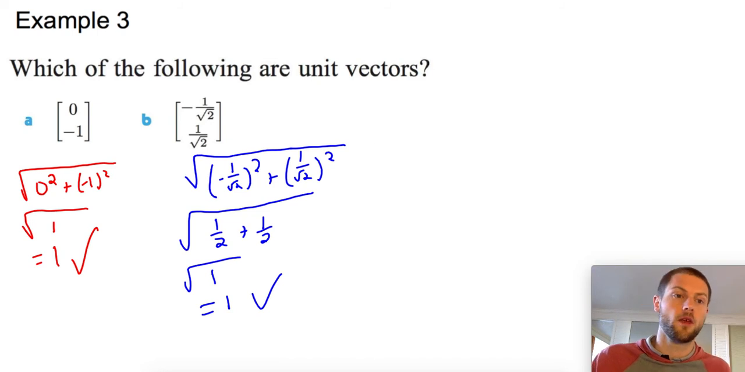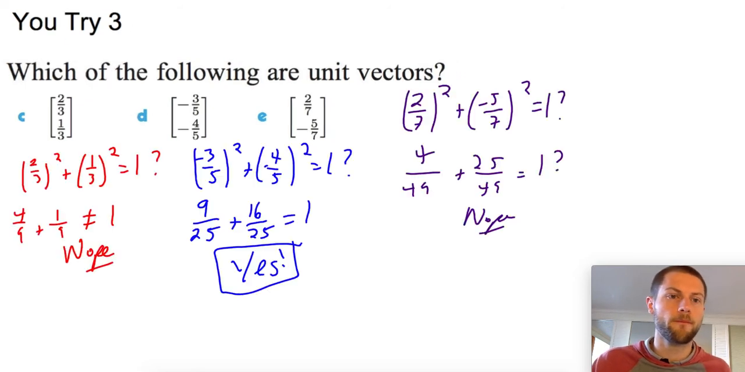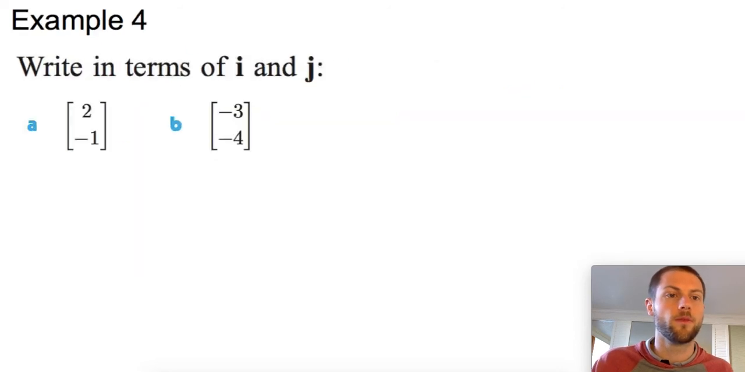So that's it. Why don't you try 3 examples on your own. We're finding the length of these vectors. If they're 1, you've got yourself a unit vector. So pause the video and resume when you're ready to check the answers. All right, so here are my answers. Only one of these was a unit vector. So yeah, there it is. Hopefully that made some sense. Check my work, see if I made any mistakes, and let's keep moving.